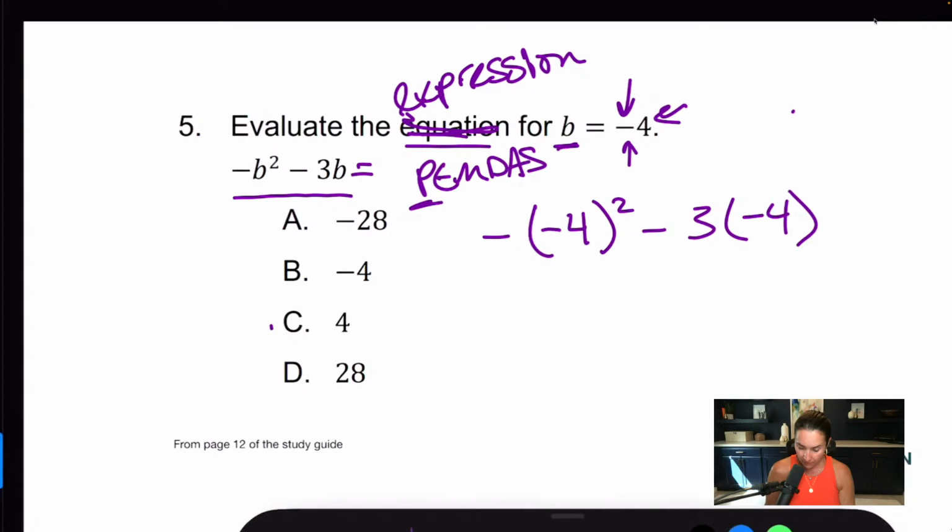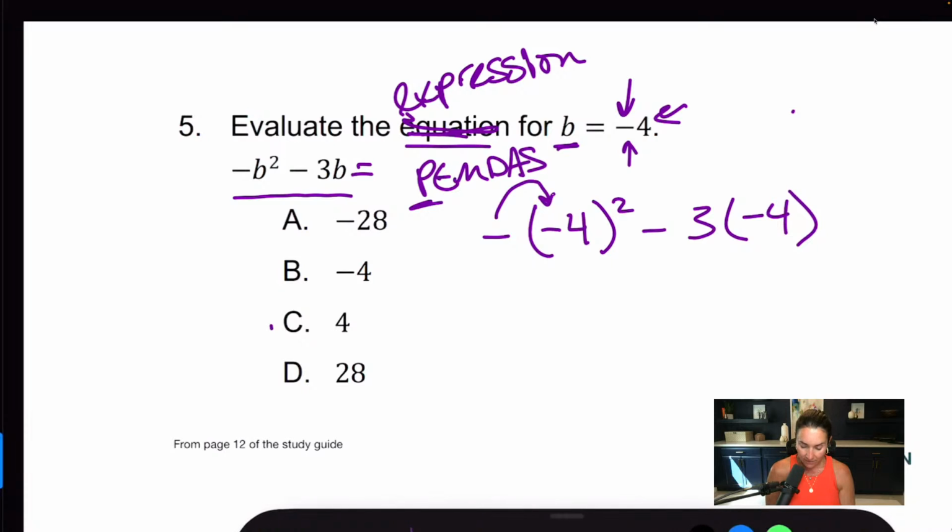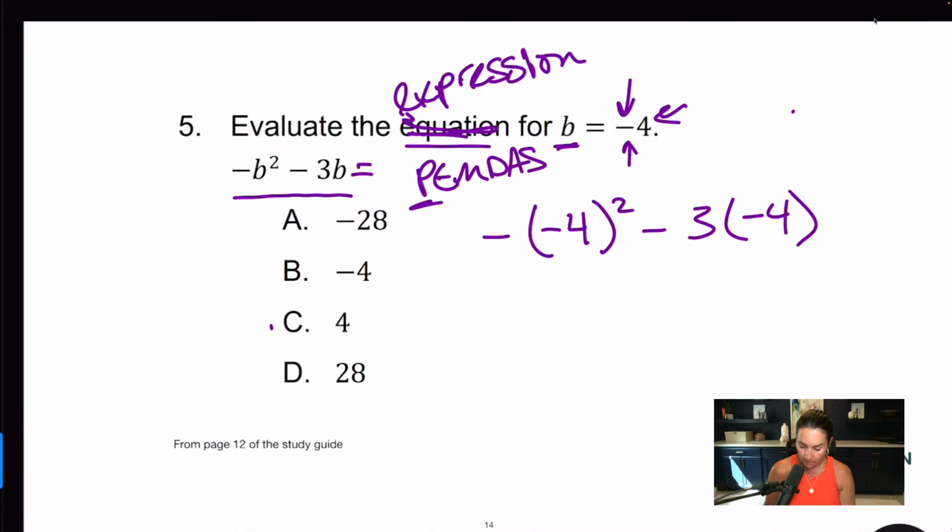Now, be careful. If I had done this first, this would be considered multiplication. A negative times a negative, that would be a +4. And then 4 to the second power would be 16. But that's not the proper order of operations. You got to be careful here. Start with the exponent first.